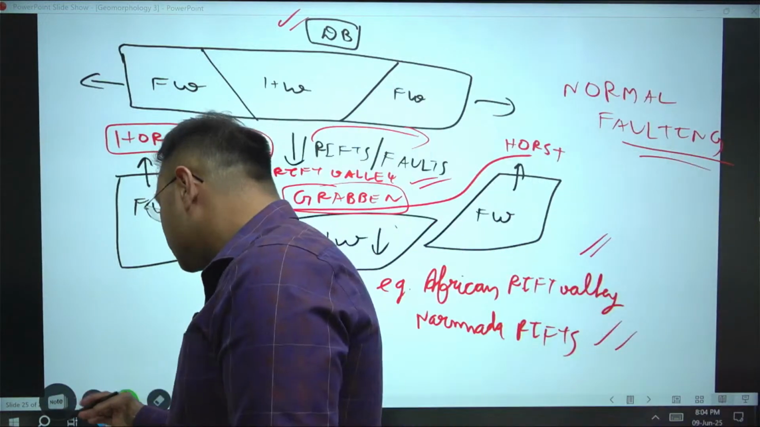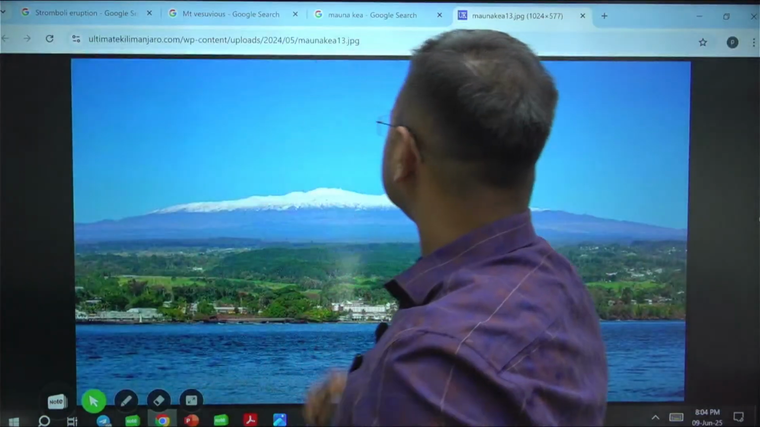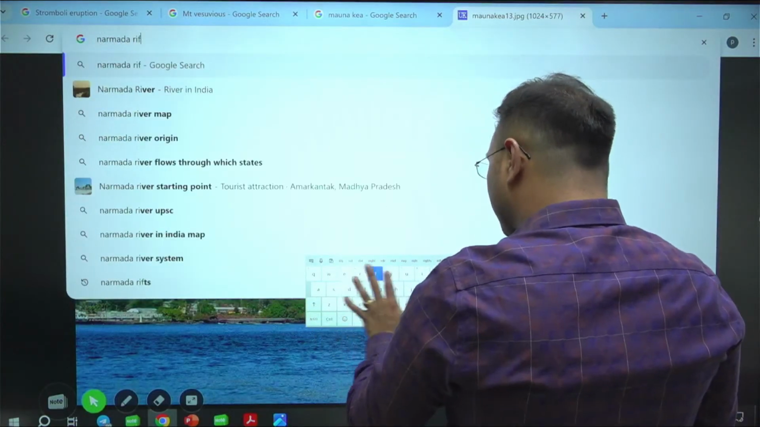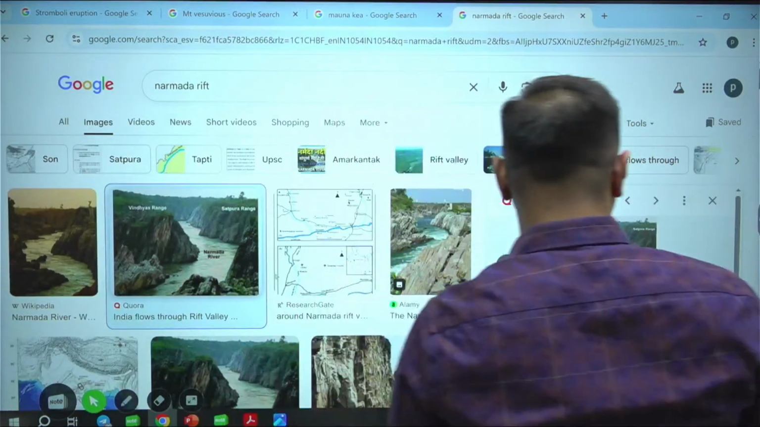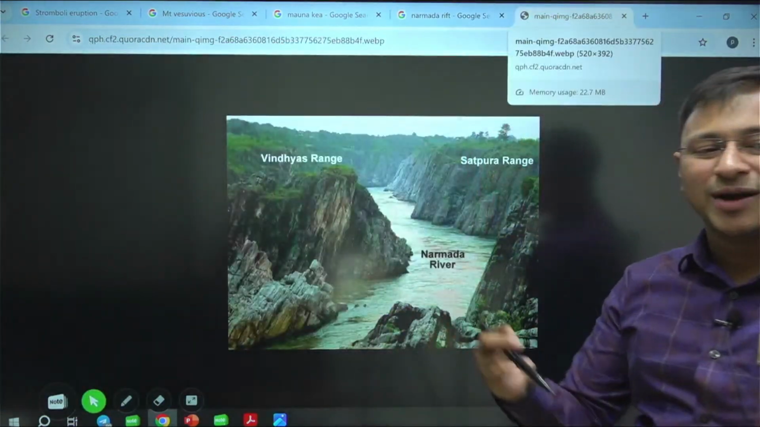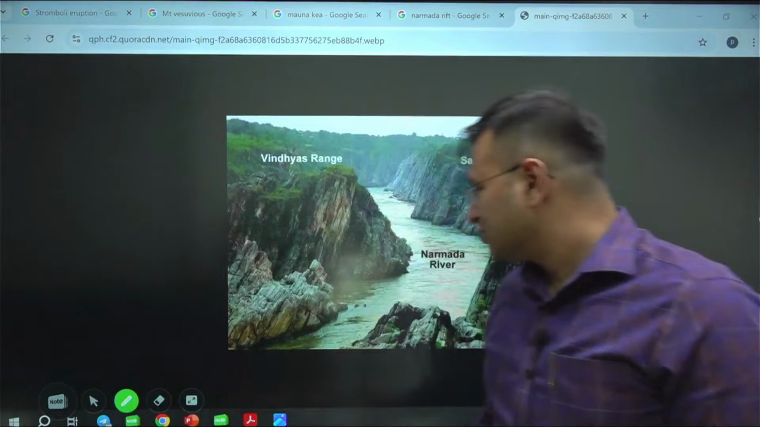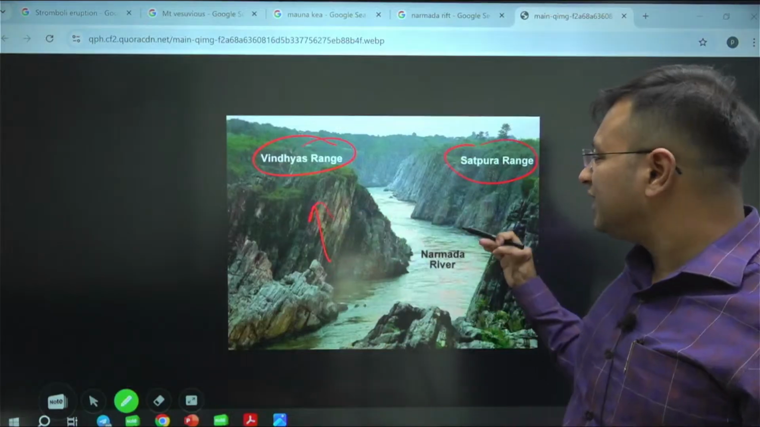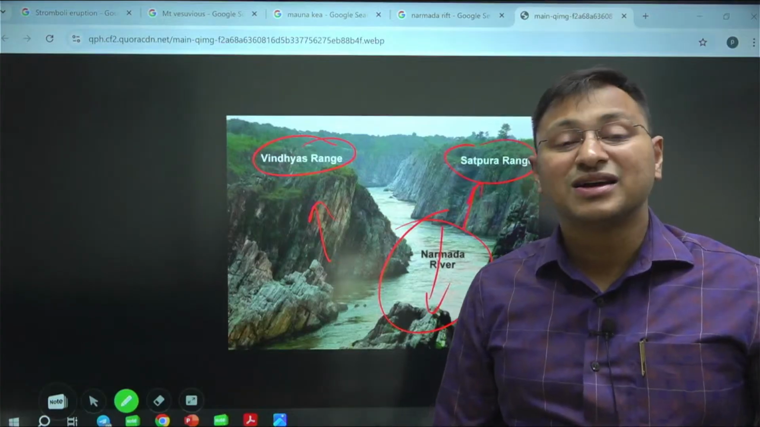So if I just showcase you the image, how does the Narmada rift look like? So this is how your Narmada rift looks like. Just one example and everything will be clear to you. See, this is the beauty of geography, guys, that whatever I'm teaching you, I'm able to showcase through actual images, actual photos. So see, this is your Vindhyas range, this is your Satpura range. So your footwalls are elevated and your hanging wall has gone down. So this is referred to as the Narmada Rift Valley.